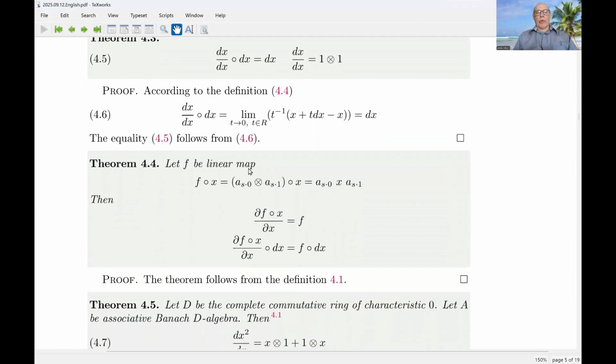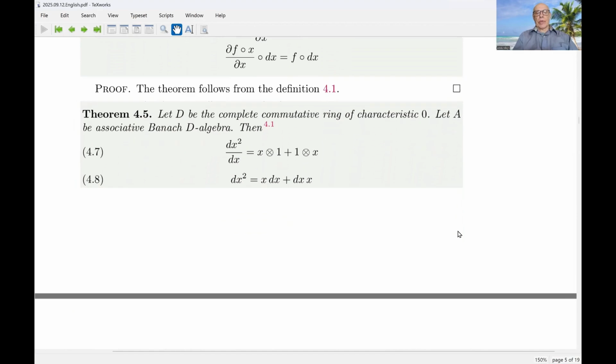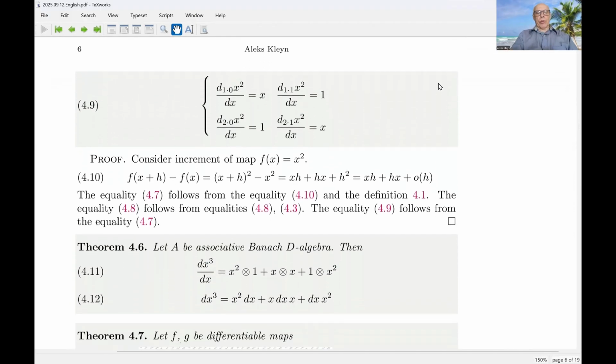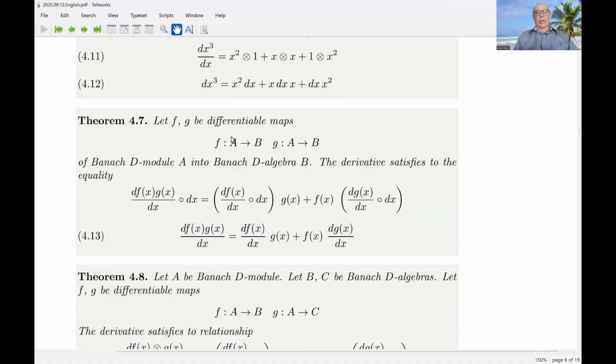Derivative of a linear map is the linear map itself. Derivative of x squared is defined by equality for that 7. And derivative of x cubed is defined by equality for 11. Let f and g be differentiable maps of the algebra A into Banach algebra B. The derivative satisfies equality for 15.